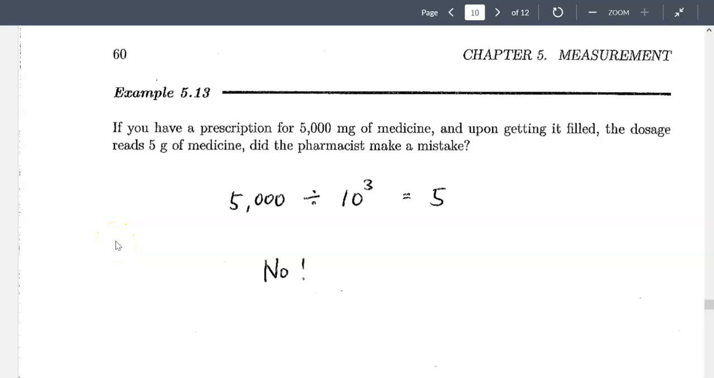Continuing from our last video, we're looking at the prescription to see if we made a mistake or not. So the answer is no. The pharmacist did not make a mistake because 5,000 milligrams of medicine is 5 grams of medicine.